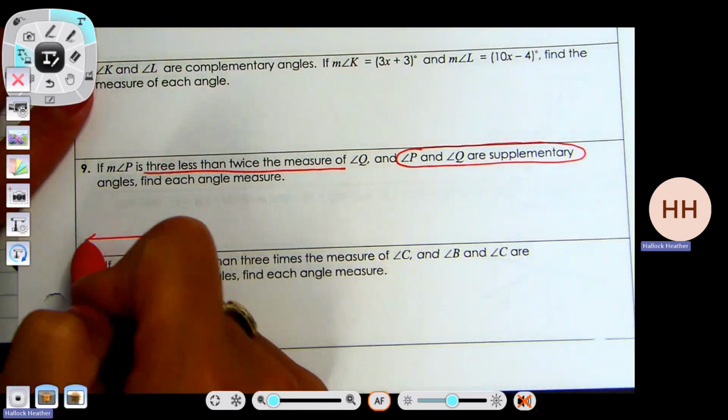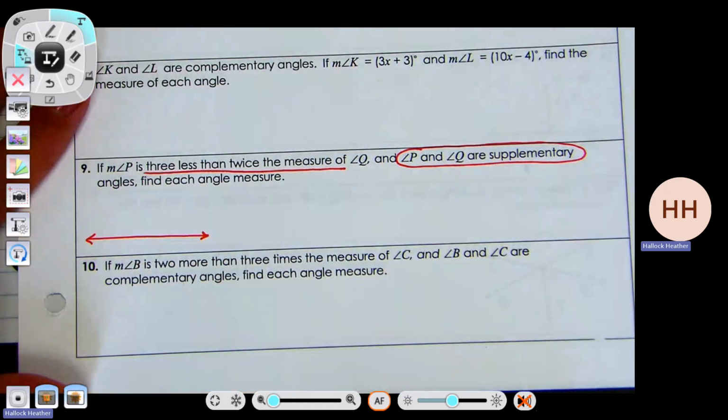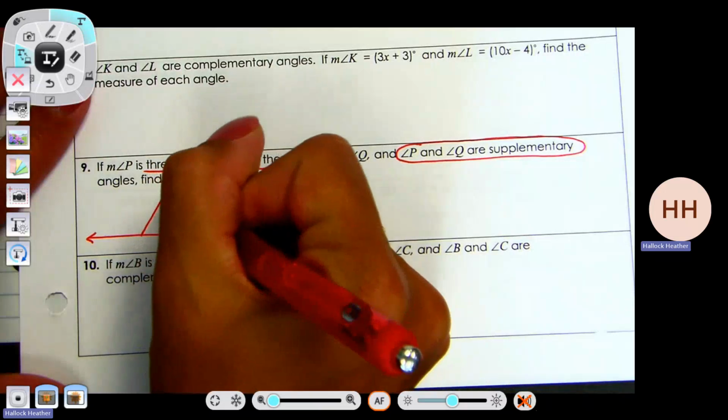Okay. So we're going to add to make a straight line. So we got a little straight line. There's 2 angles in this. So I'm going to just kind of like add a little thing.